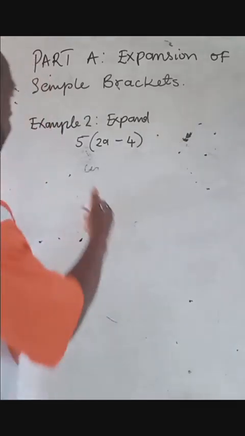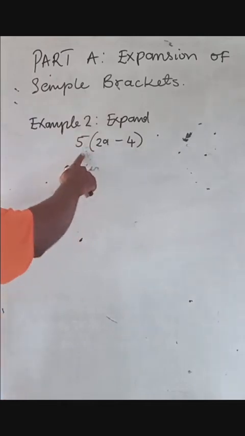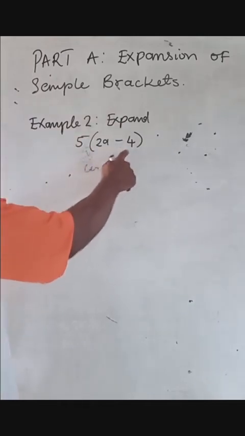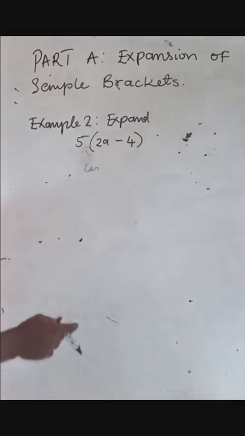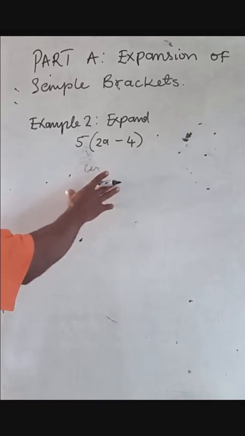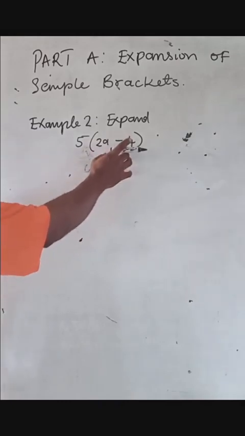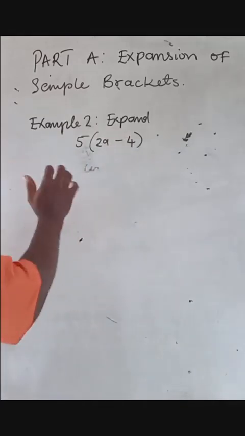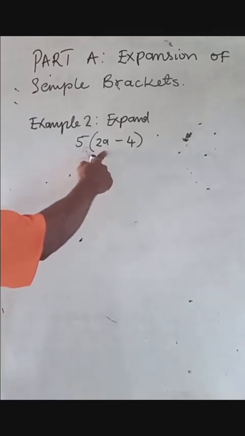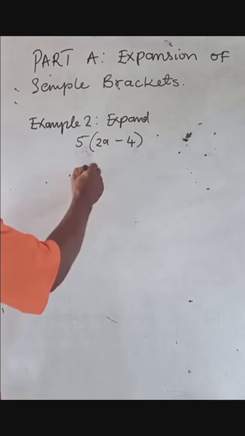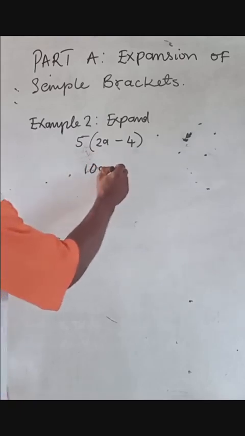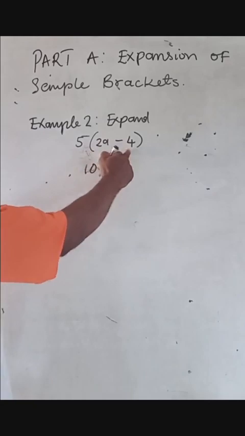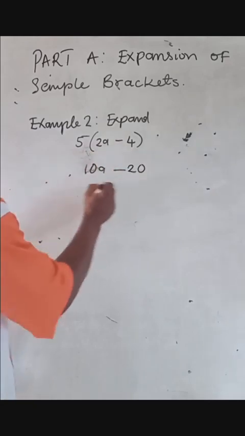Example 2: expand 5 bracket open 2a minus 5 bracket close. We are going to do exactly what we did in the previous example. We're going to multiply each term inside the bracket with the number outside the bracket to expand this algebraic expression. Therefore, 5 multiplied by 2a is equal to 10a, minus 5 multiplied by 5 is equal to 25.